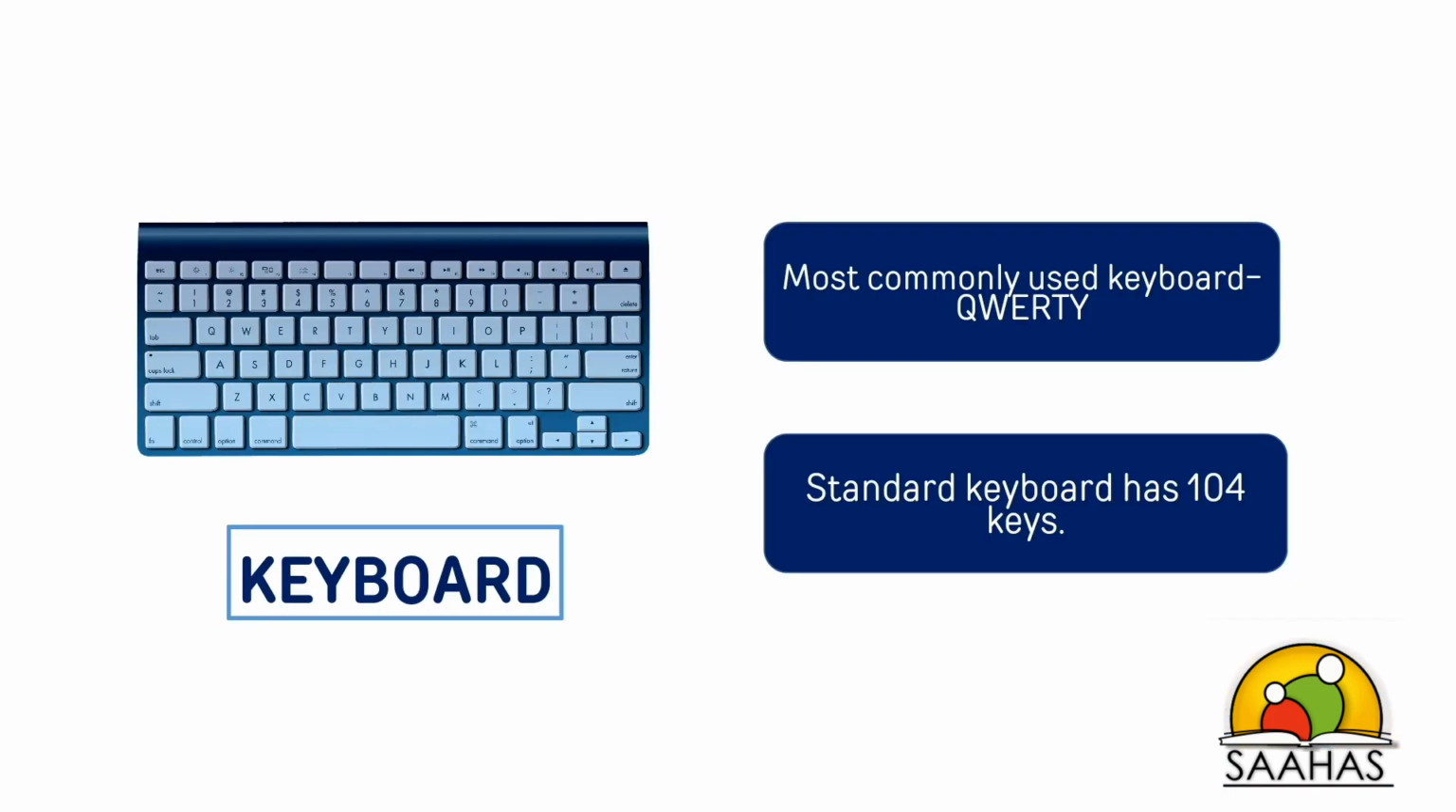So the first one is keyboard. A keyboard is the most commonly used input device, and nowadays in the market there are several kinds of keyboards available, but the most commonly used keyboard is the QWERTY keyboard. Generally a standard keyboard has 104 keys, and the last point here is, in these keyboards the cursor control keys are duplicated to allow easier use of the numeric pad.